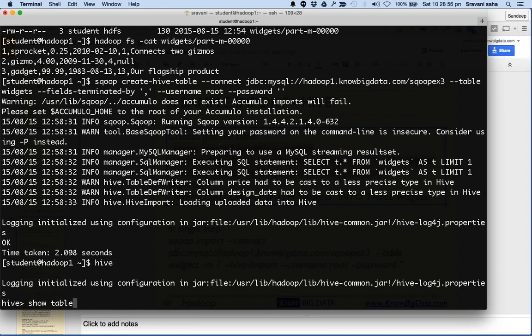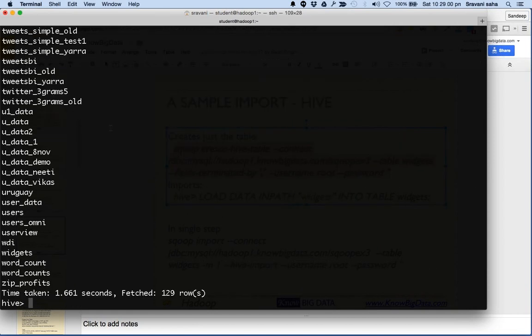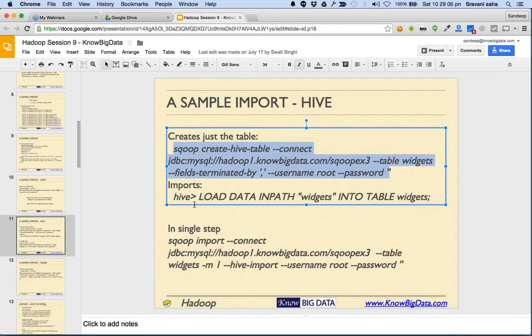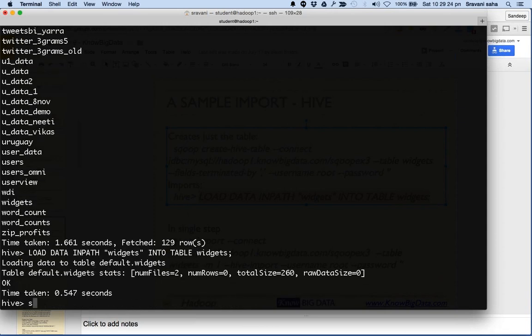So we can say show tables, right? So there is a widgets table now. The table has been created from SQL to here. Now we can load data into this widgets table from our HDFS file called widgets. That means we are basically saying move the data from HDFS into this particular Hive table.